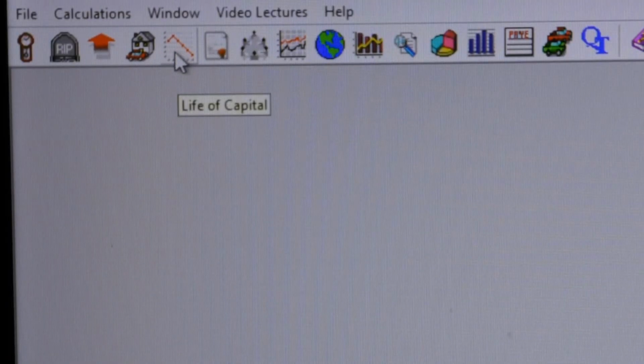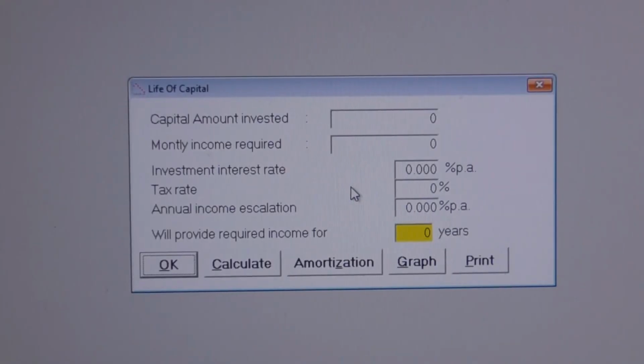This icon opens the Life of Capital calculator. This calculator shows how long an invested capital amount would provide an inflation-linked income, optionally with tax rates included.